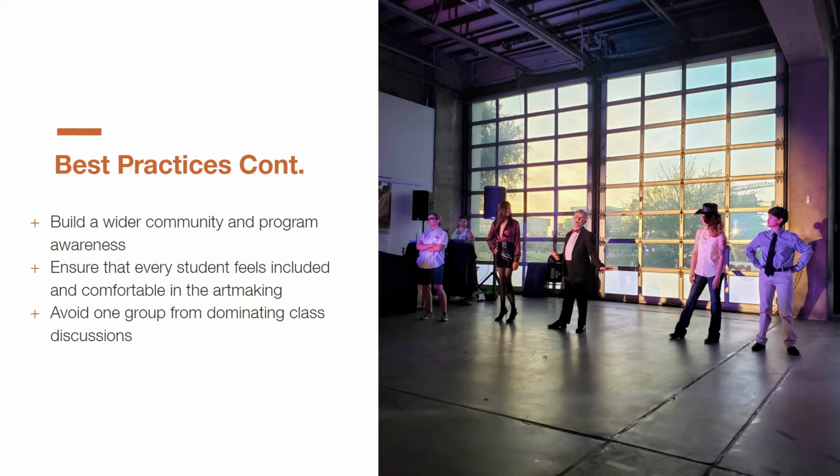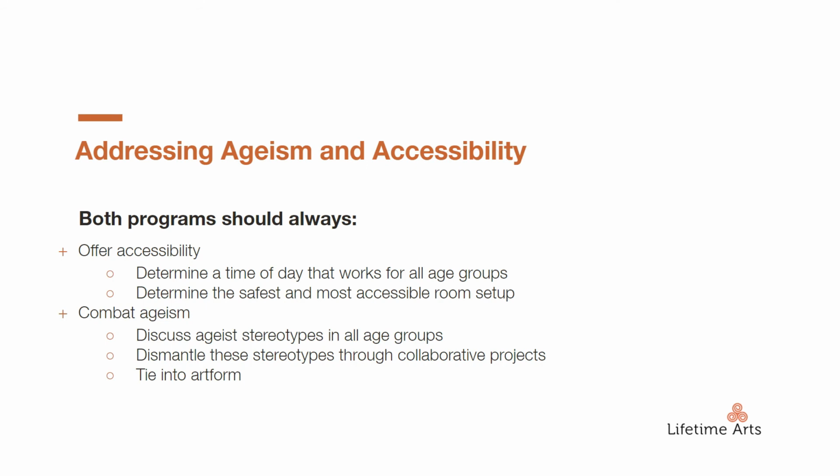Make sure that one group is not dominating class discussion or artistic sharing. You should also keep in mind questions of accessibility, as well as how your program might help to combat ageist stereotypes that cut in both directions. Programs need to be designed with accessibility in mind for both groups.